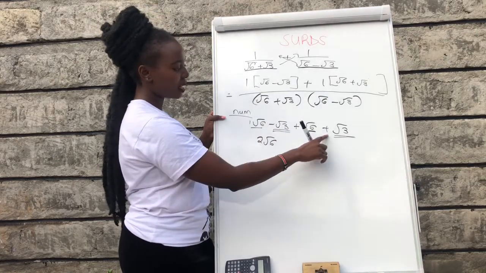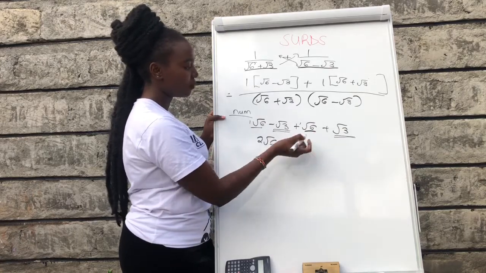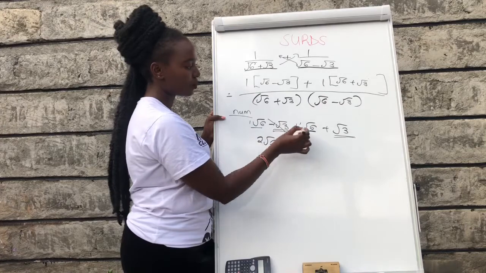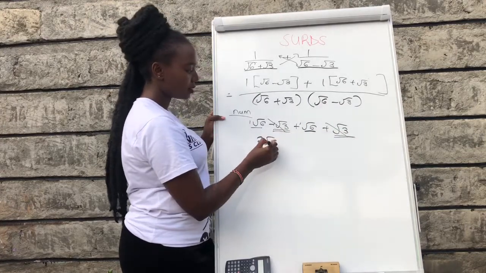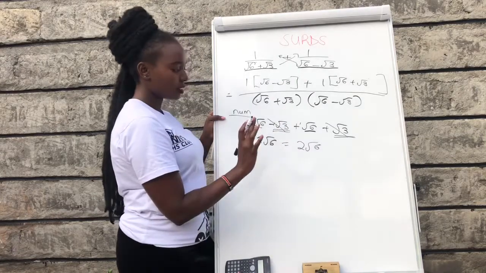Minus root 3 plus root 3, the minus and positive, so it's like 1 minus 1 plus 1 becomes 0, so they cancel. So your answer for the numerator becomes 2 root 6. That's how you calculate it.